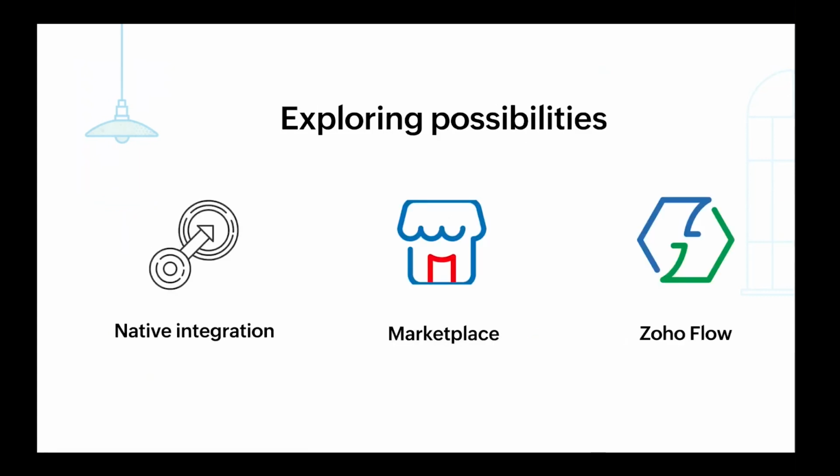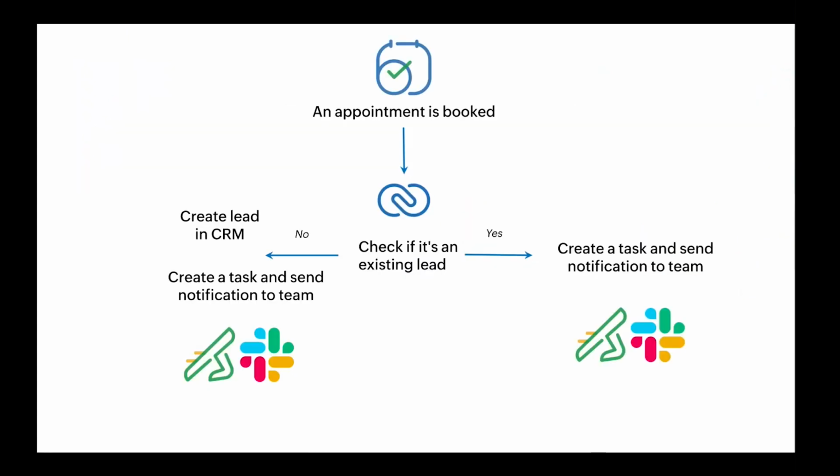Once I have understood my workflow and the data flow, let me explore the possibilities of integrating them. I can either look at native integrations, I can look at the marketplace, or I can look at an iPaaS, that's Zoho Flow. Once I've laid out and understood what I want to achieve and with which platform, the final design would look something like this on paper.